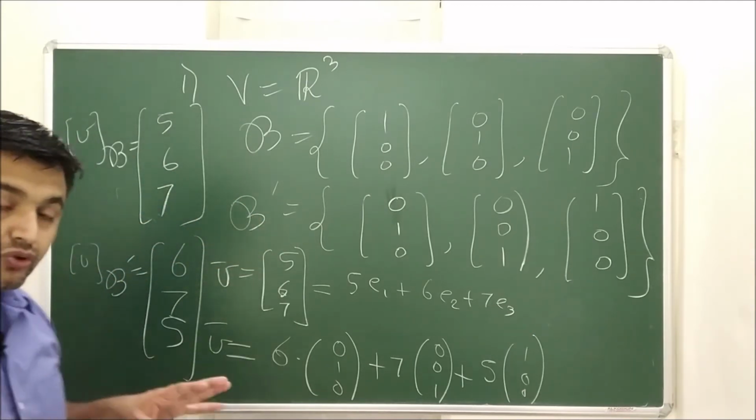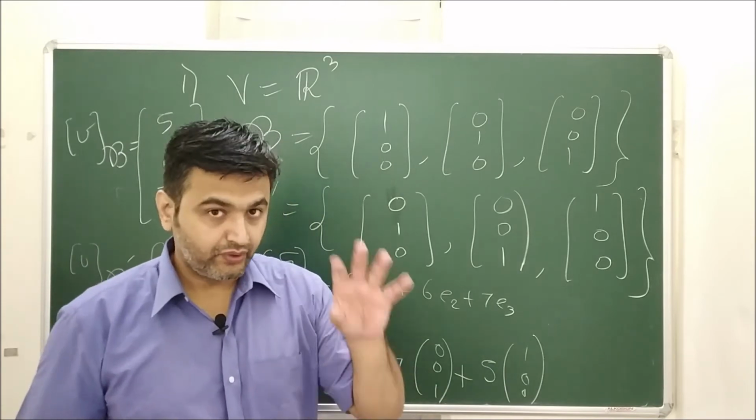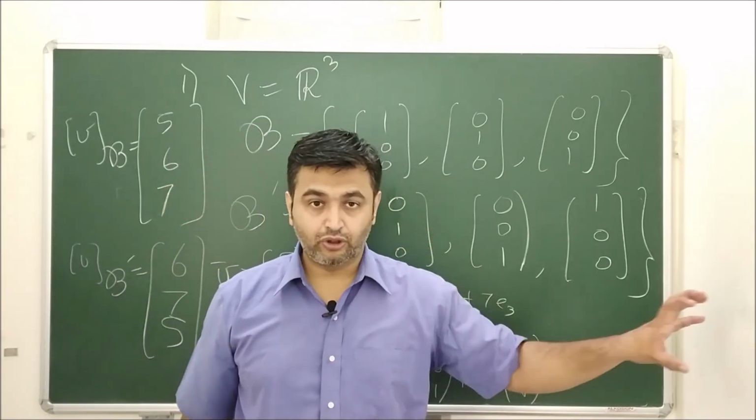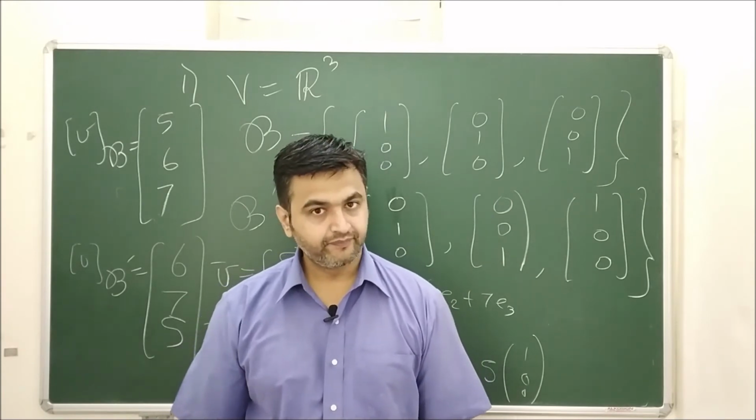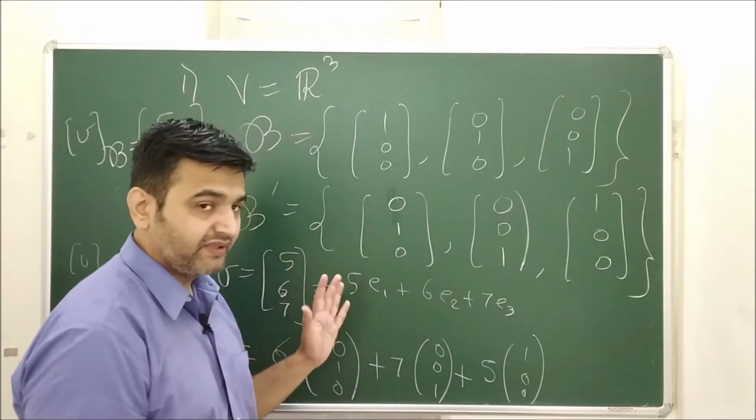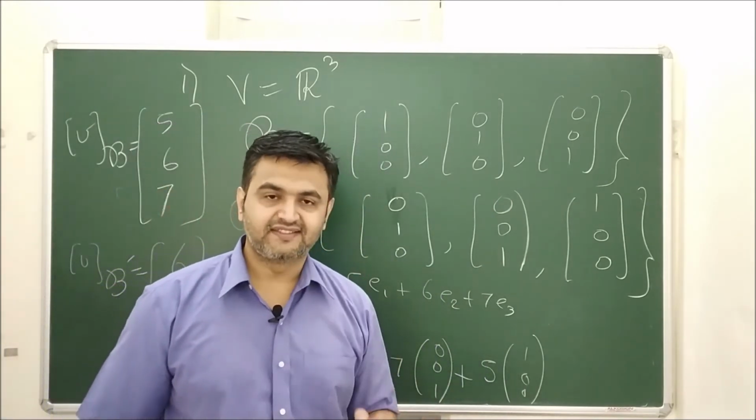Okay, so whenever you want to find the coordinate vector, you have a vector space and you fix the order of the basis, and then you start finding the coordinate vector. Okay, so this was the one simple example. Let's go for another example.